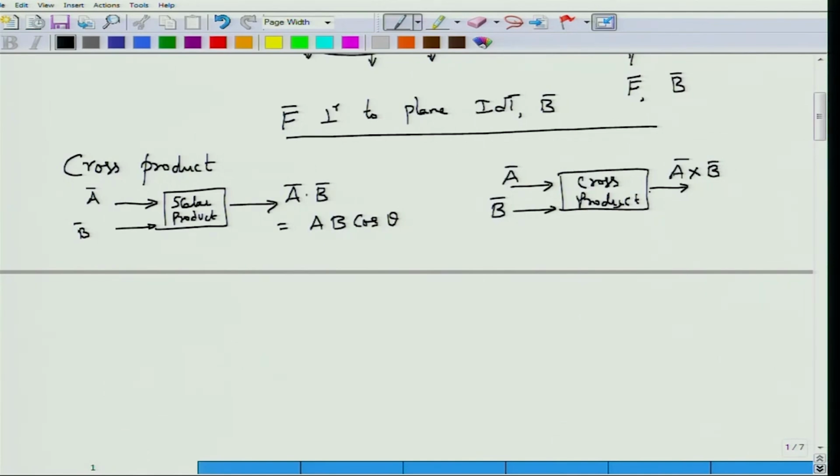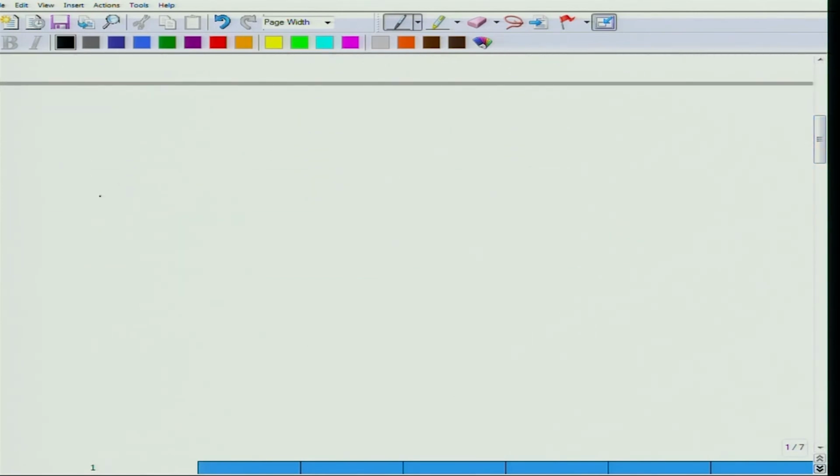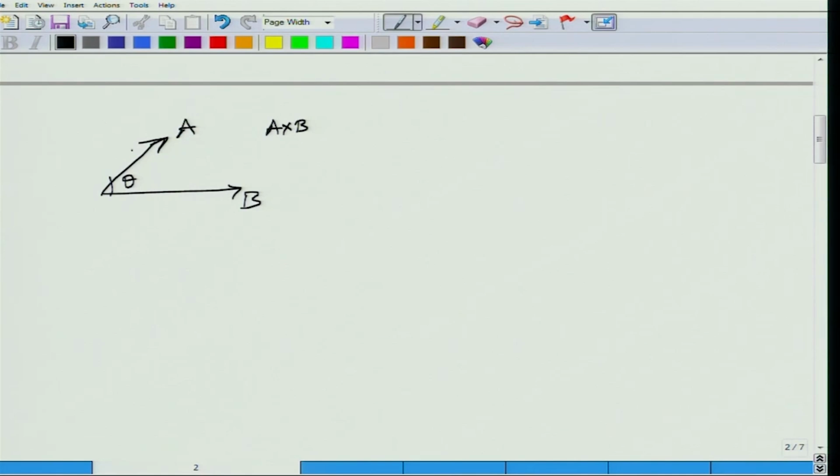So, the cross product is denoted by A cross B and is defined as the magnitude of A times the magnitude of B times sin theta, and in the direction which is perpendicular to the plane that contains both vectors A and B. So, pictorially the cross product looks like this. You have a vector A, you have another vector B, these two have a certain angle theta, and the corresponding vector, the cross product of these two vectors, will be in the direction perpendicular to the plane that contains both these vectors.